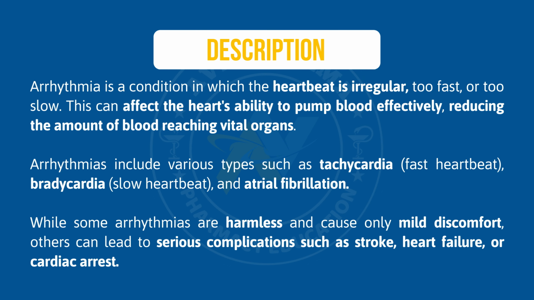Description: Arrhythmia is a condition in which the heartbeat is irregular, too fast, or too slow. This can affect the heart's ability to pump blood effectively, reducing the amount of blood reaching vital organs. Arrhythmias include various types such as tachycardia, fast heartbeat, bradycardia, slow heartbeat, and atrial fibrillation.